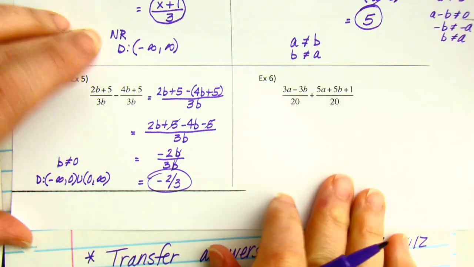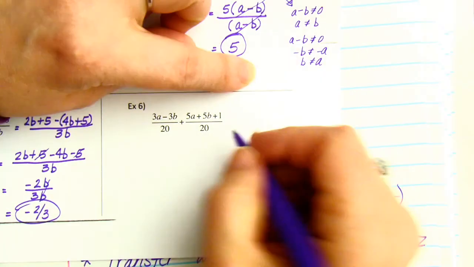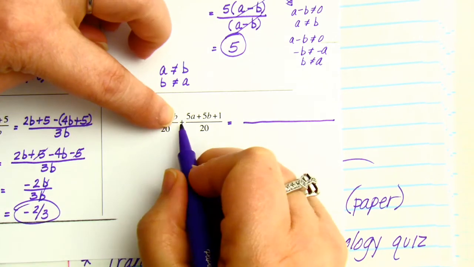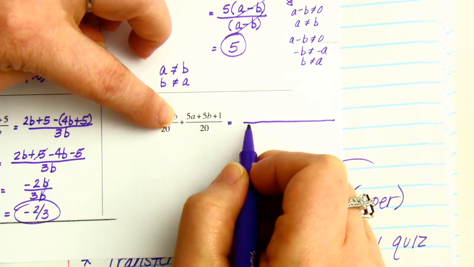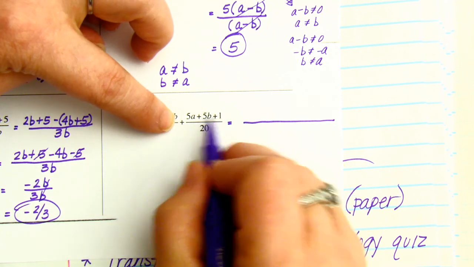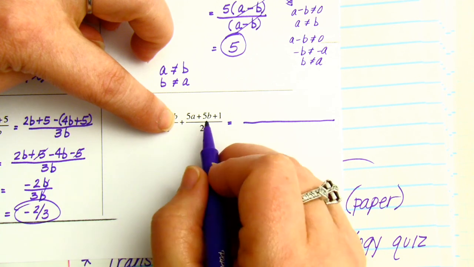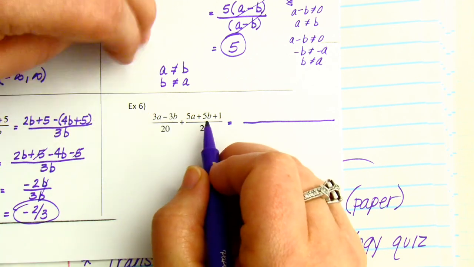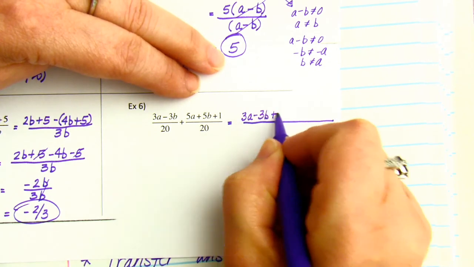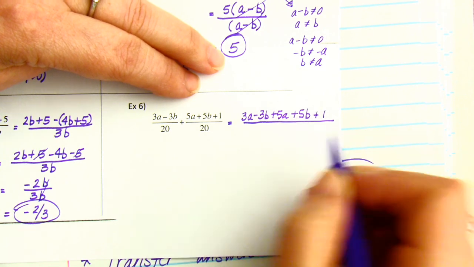All right, example 6. Let's see if we can buzz through this one fairly quickly. Now, notice I have an addition sign. So I don't really need to group this because if I distributed positive to all of those, all these signs are going to stay the same. It's when it's subtraction that you have to group it. All right, so be cognizant of that. This is 3a, subtract 3b, add 5a, add 5b, add 1, all over 20.